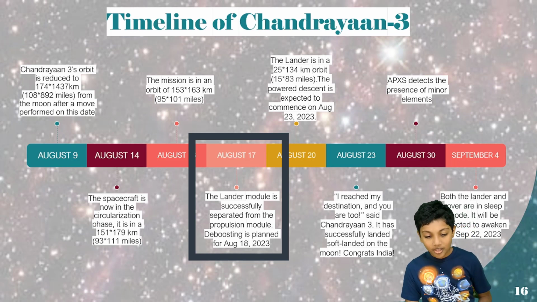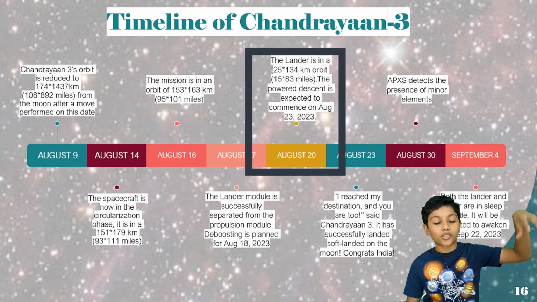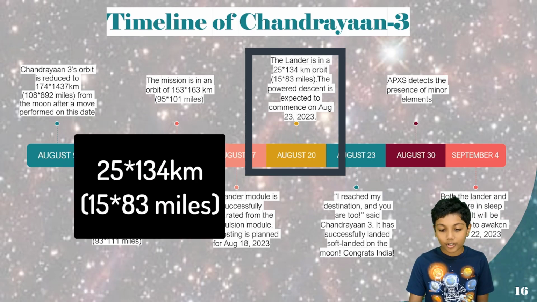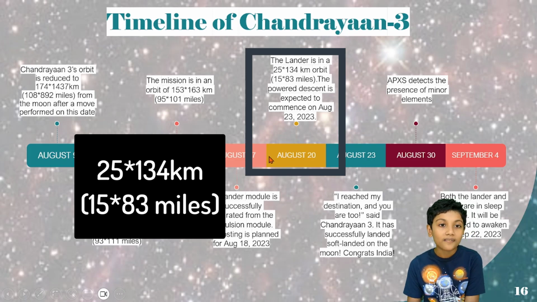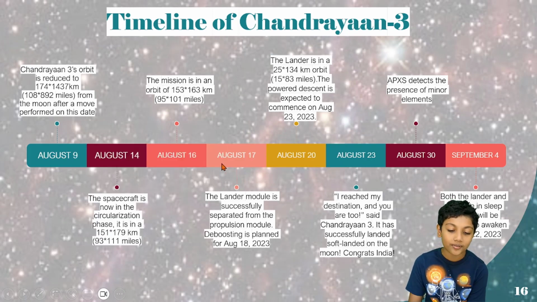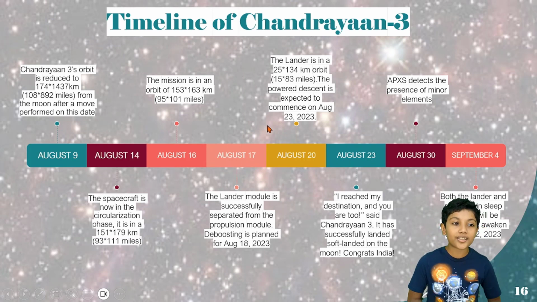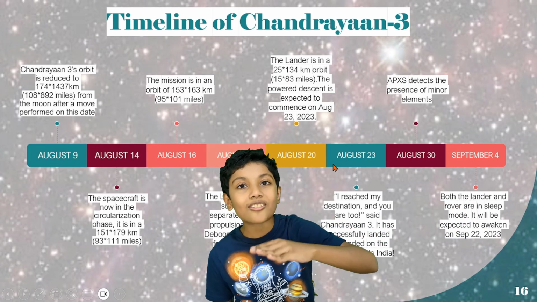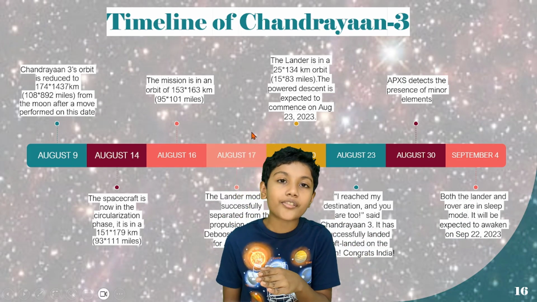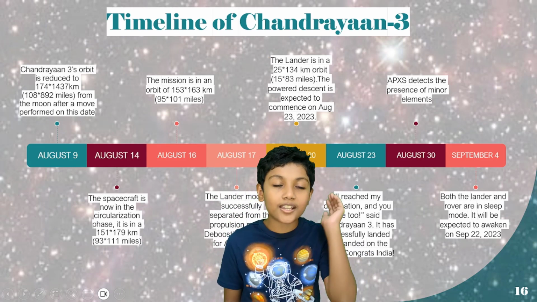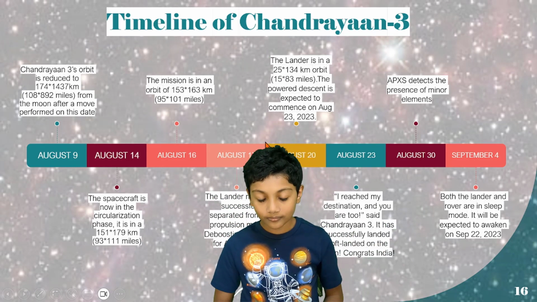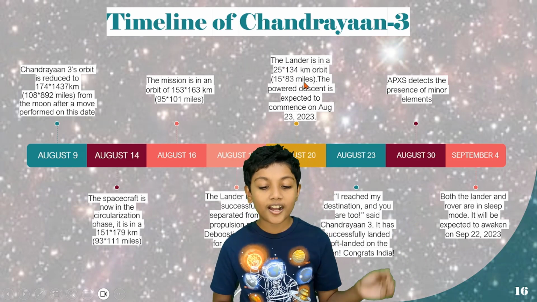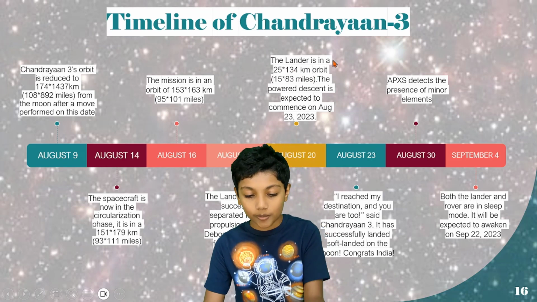It's still inside Vikram, the lander. And on August 20th it is really close to the moon's surface. It's a 25 times 134 kilometers orbit, or 15 times 83 miles. Remember, this means that the closest it is from the moon is 15 miles. Just 15 miles. And then the farthest away it is from the moon is 83 miles. And the descent is expected to be on August 23rd, which is the next block.